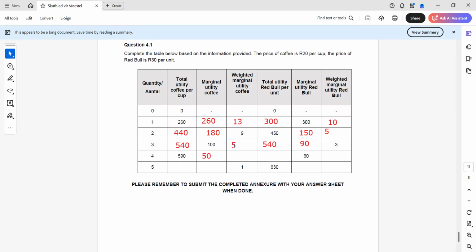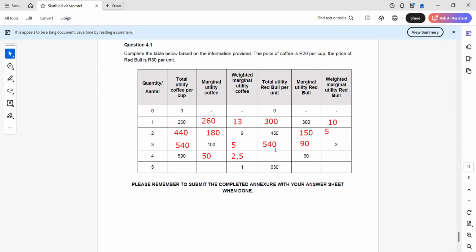So to get your weighted marginal utility, obviously, it's marginal utility divided by price. So 50 divided by 20, which is the price for coffee. So what do you get? 50 divided by 20, you get 2.5, right? And then here we're only given the marginal utility.